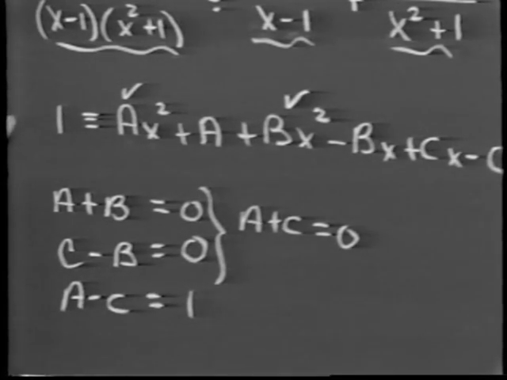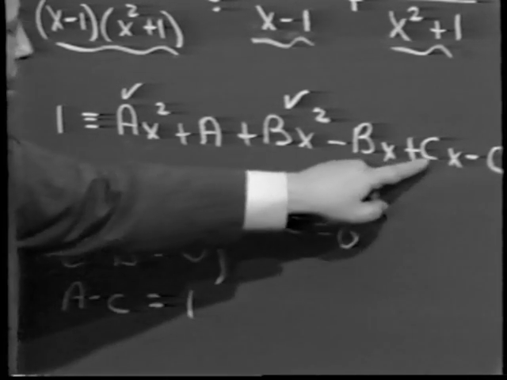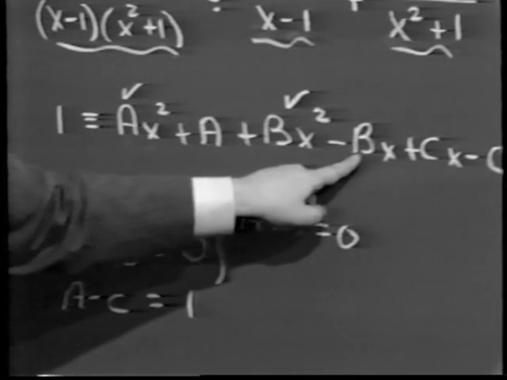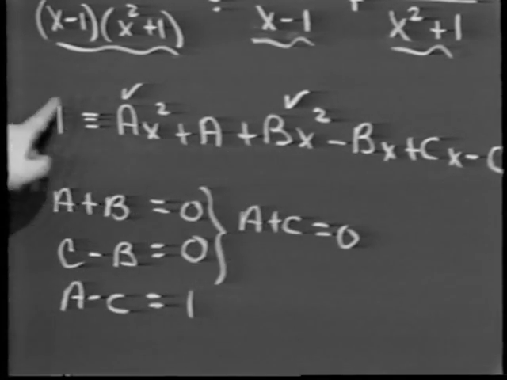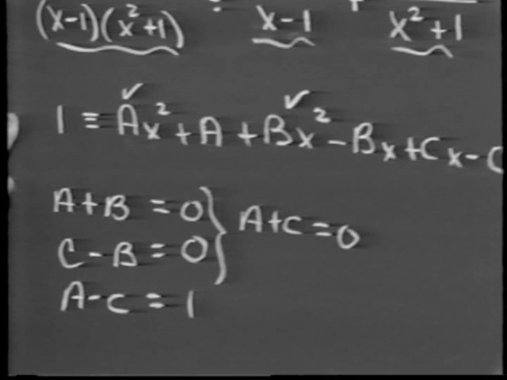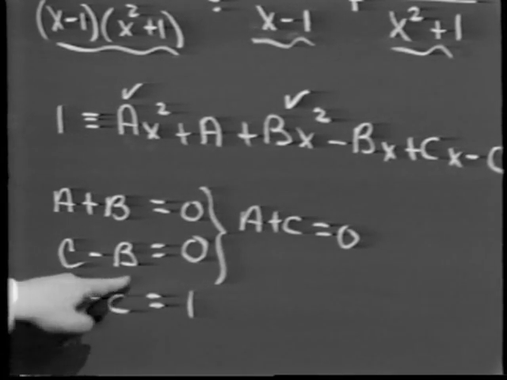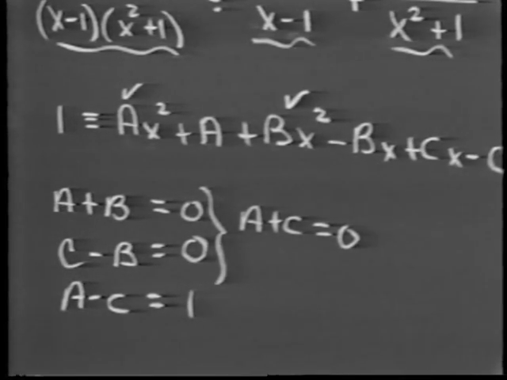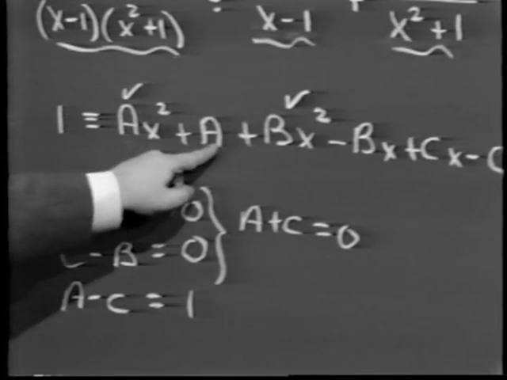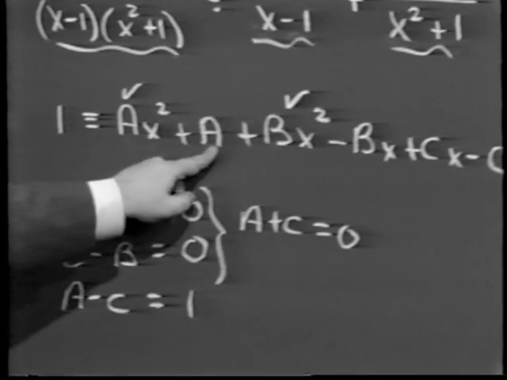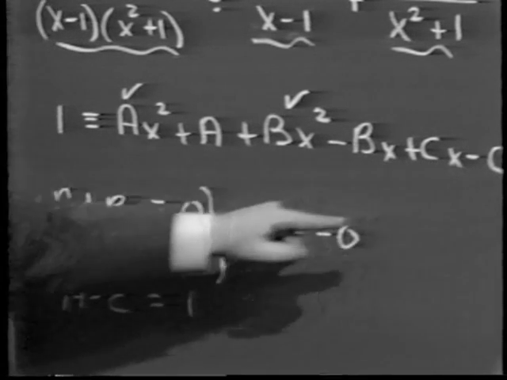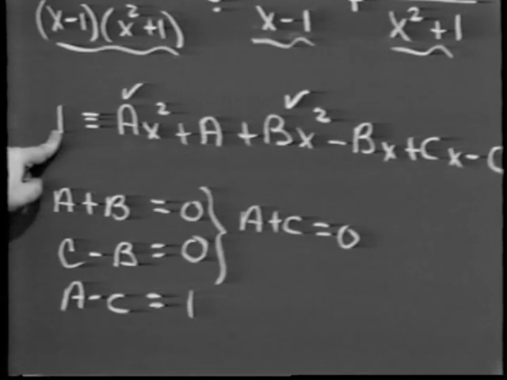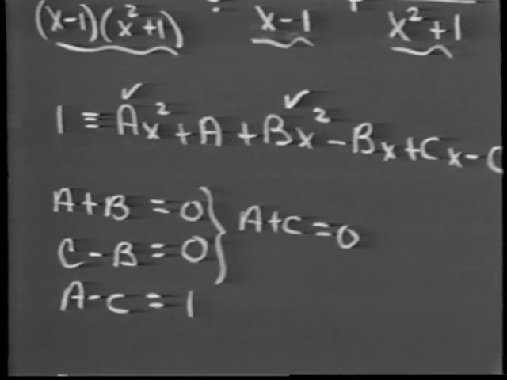In a similar way, the coefficient of x is c minus b on the right-hand side. The coefficient of x on the left-hand side is 0. Consequently, c minus b must be 0. And finally, the constant term on the right-hand side is given by a minus c. On the left-hand side, the constant term is 1. Consequently, a minus c must equal 1.